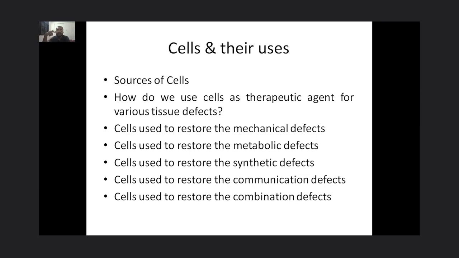So we can say that the cells can be used as therapeutic agents to restore the functions wherever there are defects. There are 5 defects we are going to discuss: mechanical defects, metabolic defects, synthetic defects, communication defects, and combination defects. Wherever the mechanical defects are there, you introduce the healthy cells of the responsible type so that the mechanical defects can be treated. The same goes for the metabolic, synthetic, communication and combination defects.